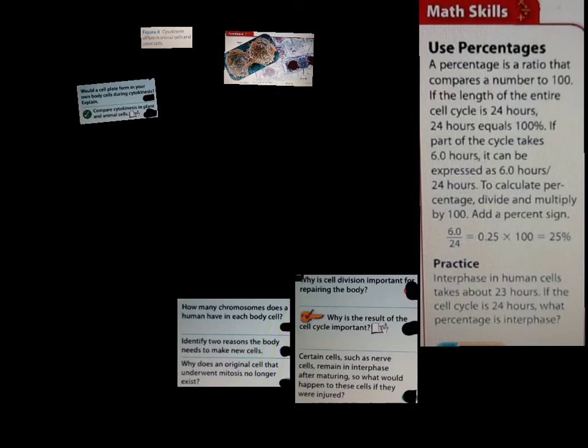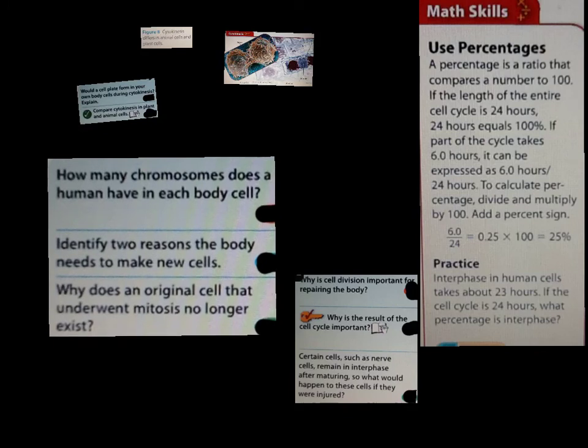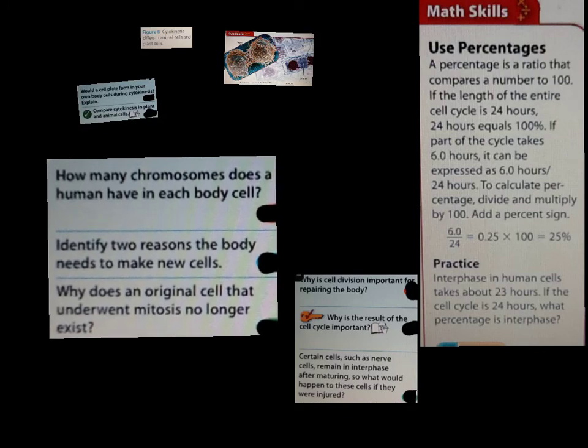Okay, so now what I want you to do is to pick one of these three questions to write in your science journal dealing with the results of cell division. You can do this one: how many chromosomes does a human have in each body cell? Or this one: identify two reasons the body needs to make new cells. Or number 3: why does an original cell that undergoes mitosis no longer exist? So you're picking one of those three to write the question down in your science journal and answer it, please.